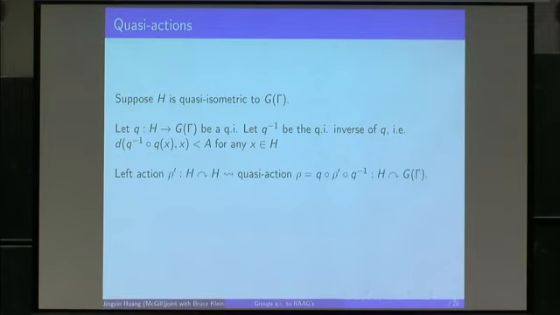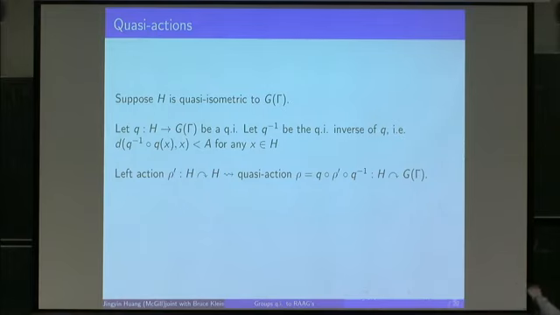Then what we want to do is start with this left action, rho prime, of H on itself. This is a very nice action. We want to conjugate this left action by our quasi-isometry. Notice that you can always define this thing, but what you define here may not be an action. The reason is that here, q inverse is only a quasi-inverse, not a set-theoretic inverse. So in particular, in the quasi-action rho we define here, the composition law may not hold. However, we know everything is true up to bounded distance.